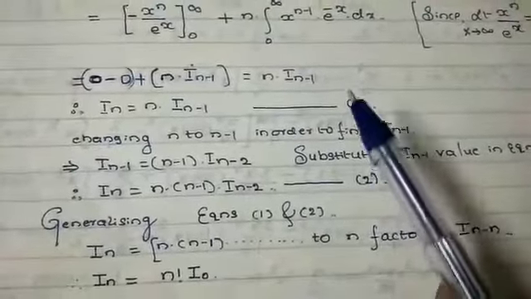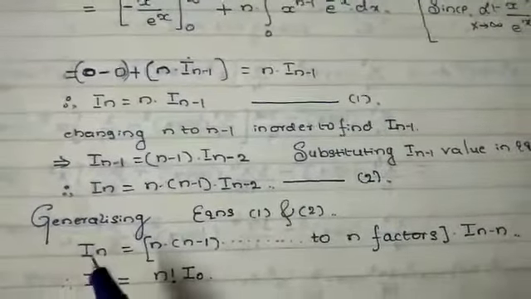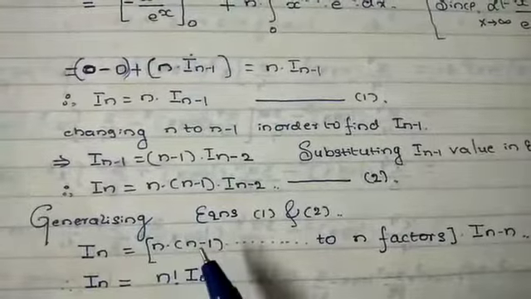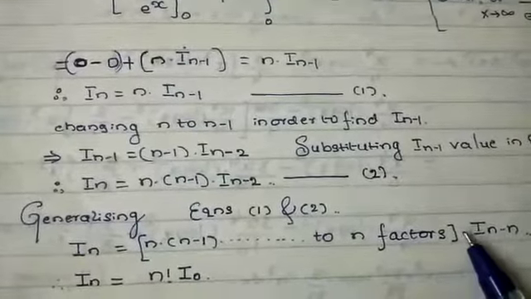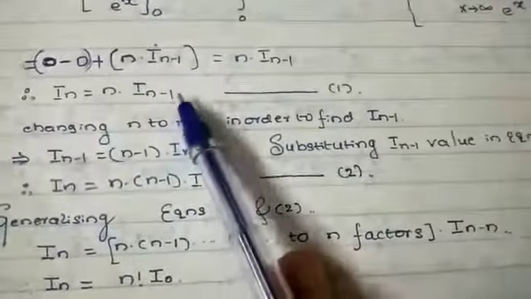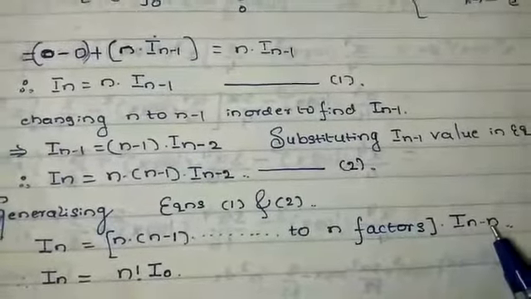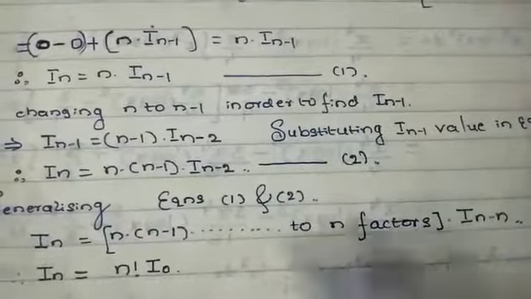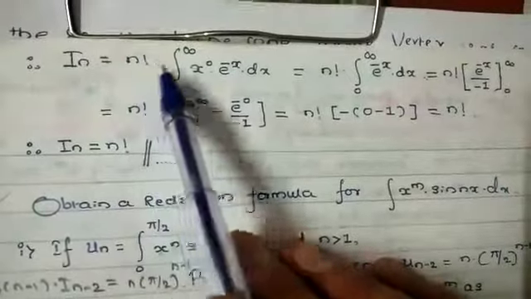So generalizing the equation, by continuing like this up to n number of terms, we get the equation as I_n equals n into (n minus 1) into (n minus 2), and so on up to n factors, into I_(n-n), that is I_0. So next, I_n is equal to n factorial times I_0.